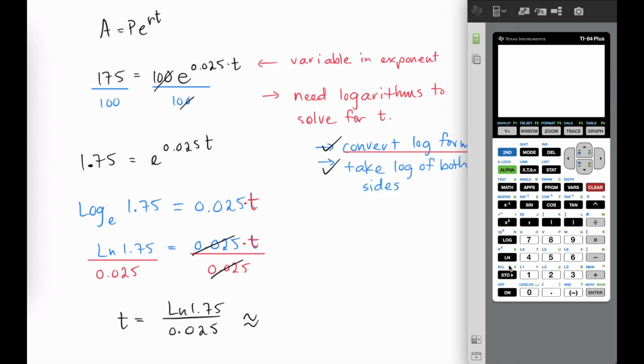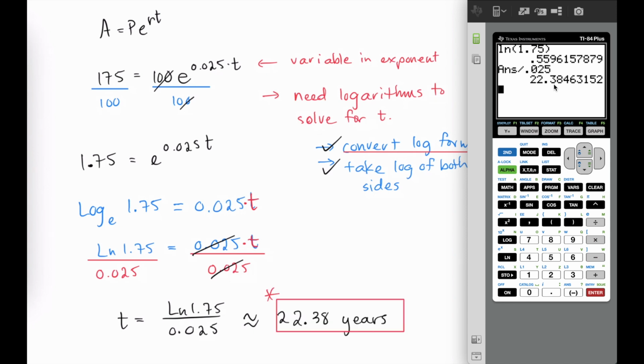So on the calculator, we'll say the ln of 1.75 and then divide it by 0.025. And we see 22.38 years. Compounding continuously gets Angela to the desired maturity value just a little bit faster than compounding monthly.